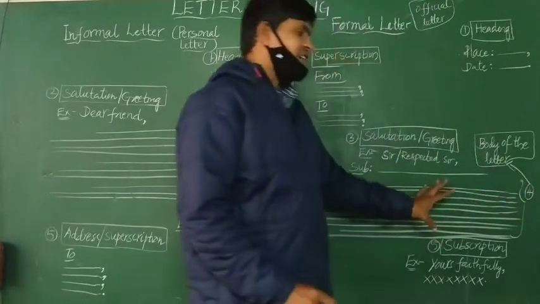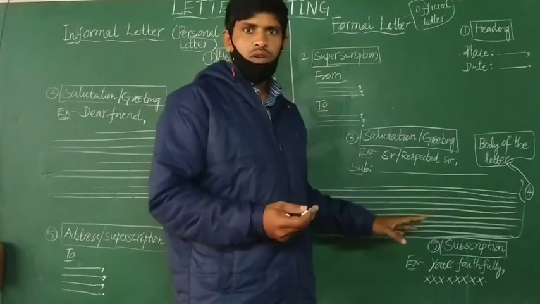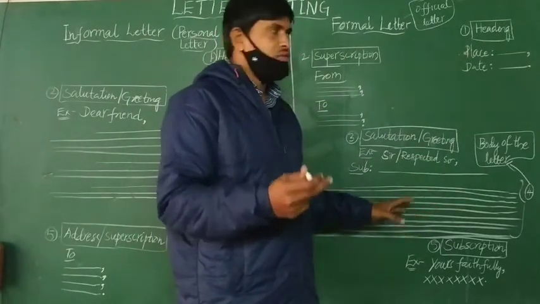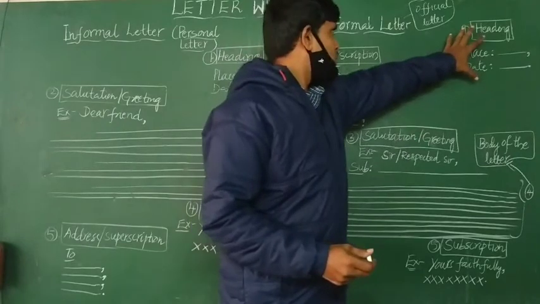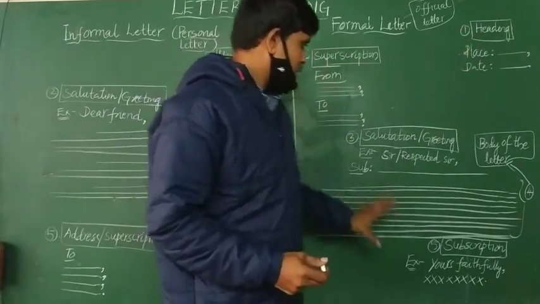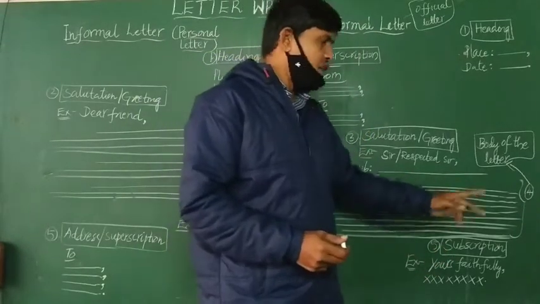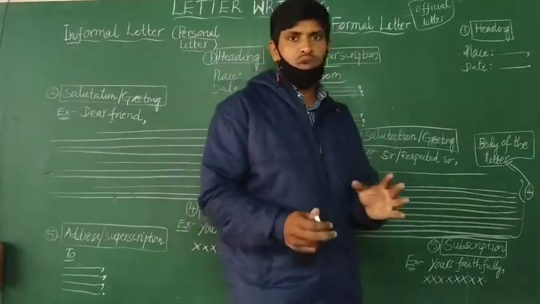Body of the letter takes 3 marks. Remaining all the pattern takes 2 marks. Okay, if they give you a letter for 5 marks, the total format, heading, superscription and subscription, salutation takes 2 marks, and body of the letter takes 3 marks, total 5 marks.